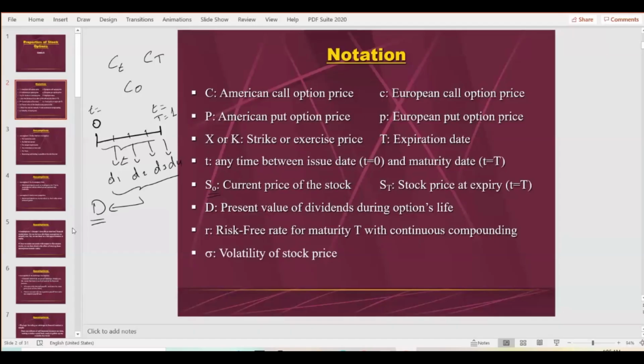And as we're gonna see, for non-dividend-paying stocks, D equals 0. R refers to the risk-free rate for maturity T with continuous compounding. And finally, sigma will refer to the volatility or the standard deviation of the stock price.